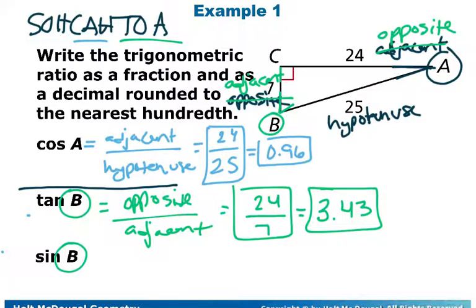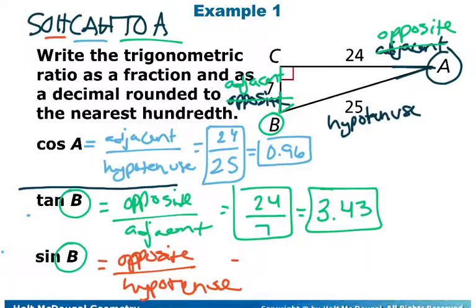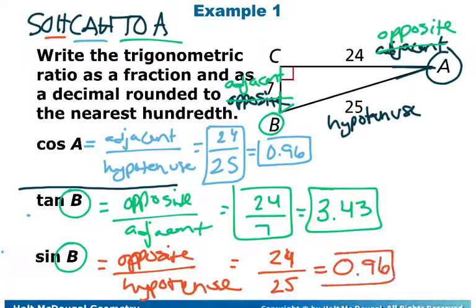And then our last one of sine. Sine is opposite over hypotenuse. And opposite is 24 and hypotenuse is 25. So that's 0.96 just like above.